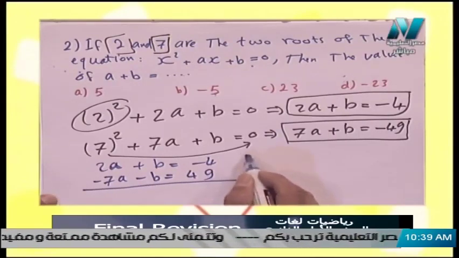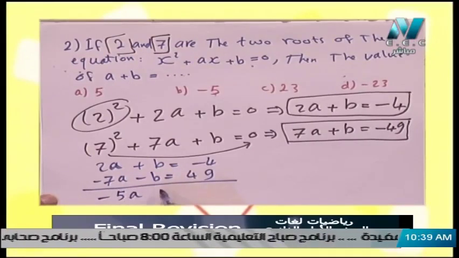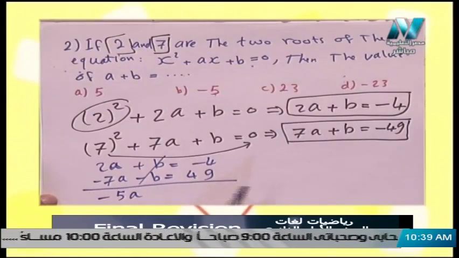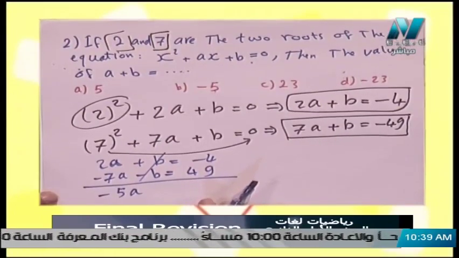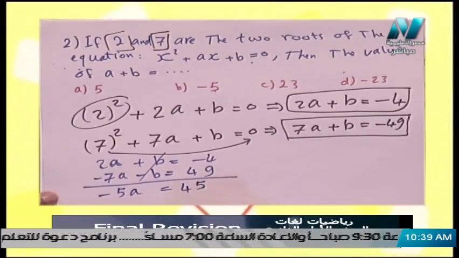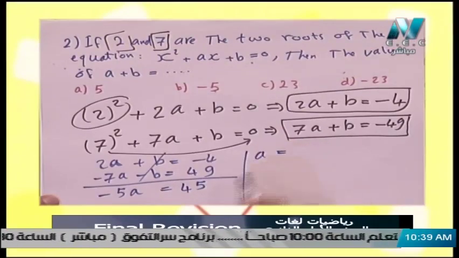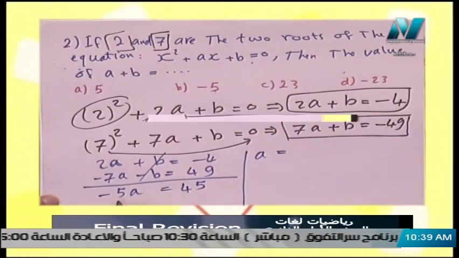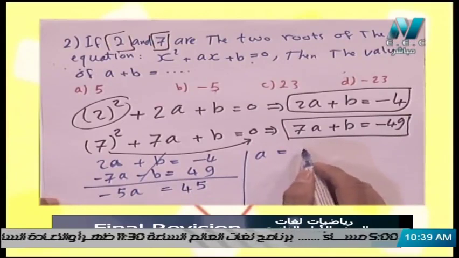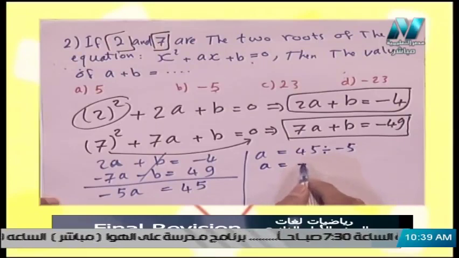And then by adding, 2a minus 7a equals negative 5a. And you will cancel positive b with negative b, and this is the reason. We have here negative 4 plus 49 equal 45. And to find a here, we divide 45 by negative 5. 45 divided by negative 5, then a equals negative 9.